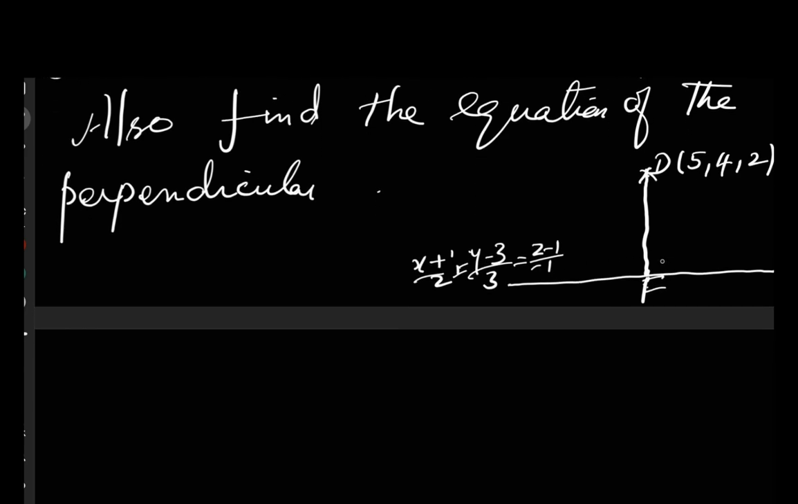So this is the given line: (x plus 1), (y minus 3), (z minus 1). Minus 1, 3, 1 are the coordinates of a point on the line, but this is the parallel vector. 2, 3, minus 1 is a vector parallel to this line. That is, vector B is equal to 2i plus 3j minus k. This is the parallel vector for this line.